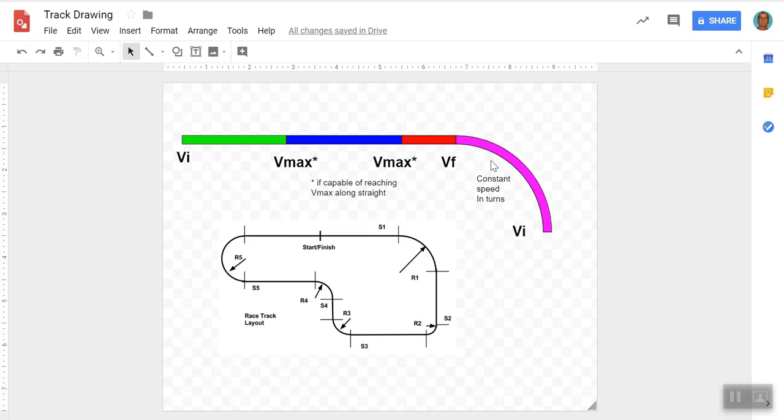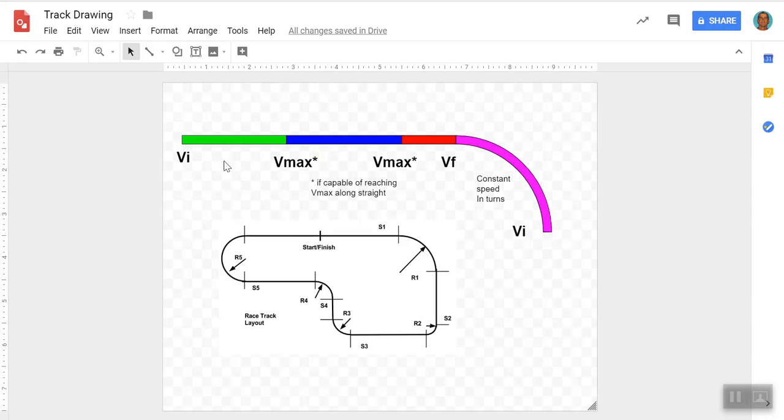Hey, so on the turn, you can pretty well figure out the centripetal acceleration if you know the mass and the coefficient of friction. We're assuming that all of the turns are on a horizontal, so the only centripetal force is going to be the frictional force.